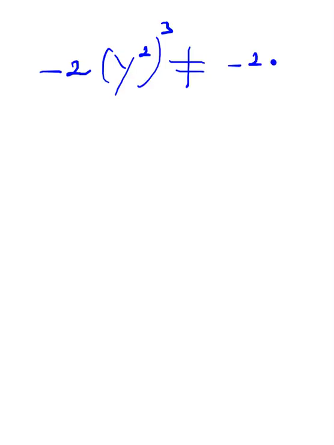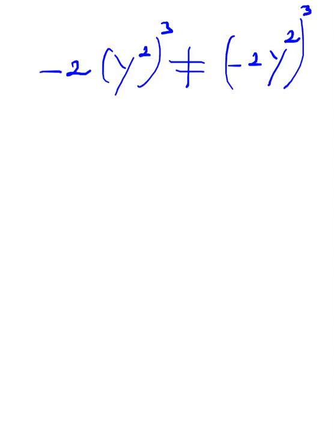Here we gotta distinguish between, for example, negative y squared in parentheses to the 3rd, right? Now this is different than this. Then minus 2. All right, let me just erase this. Okay, let me erase this here. This is negative 2 times y squared, well, the whole thing is to the 3rd power.